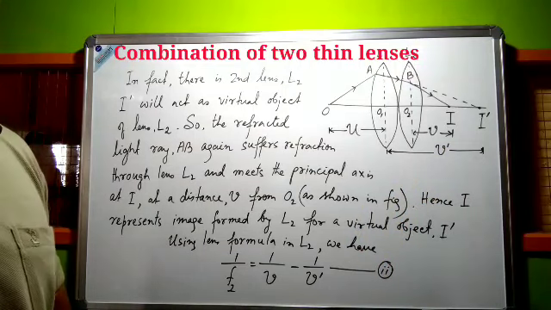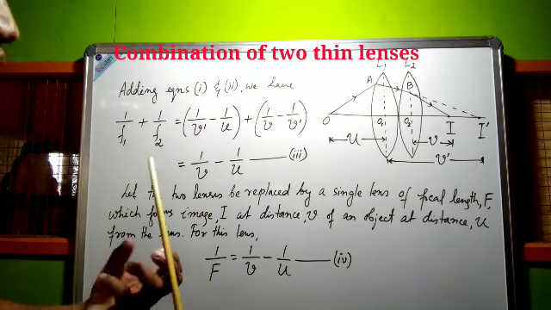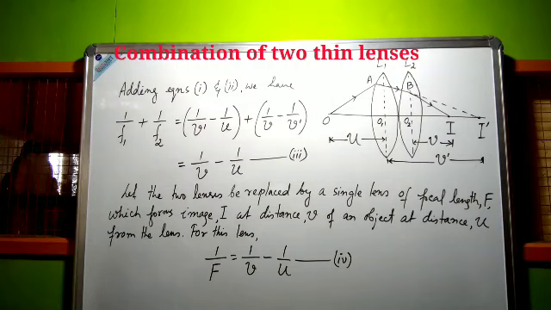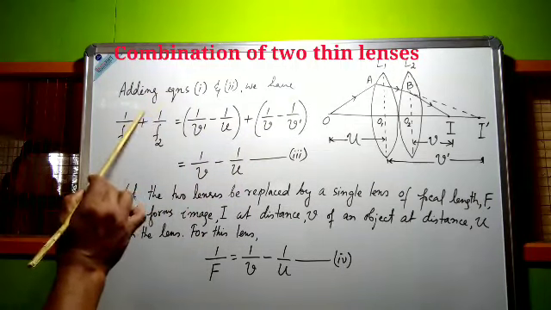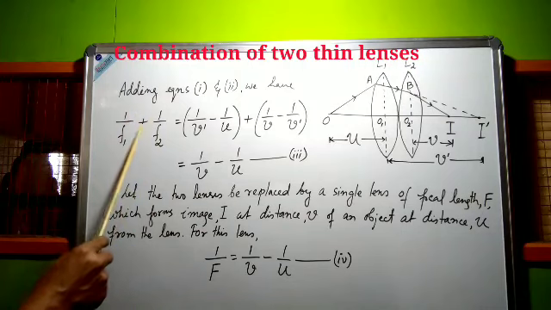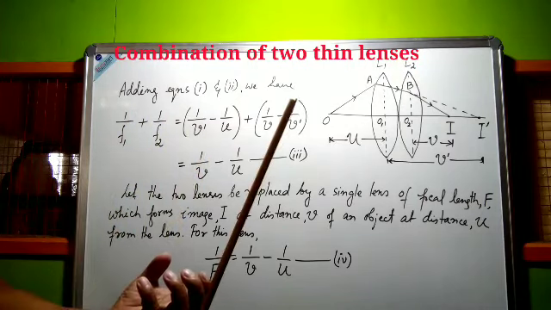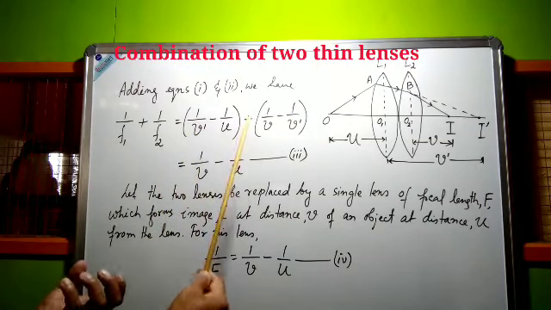And write it as equation number 2. Next, to find the effective focal length, we may write like this: adding equations 1 and 2, we have 1 by f1 plus 1 by f2. Adding equations 1 and 2, left side term plus term, right side term plus term.